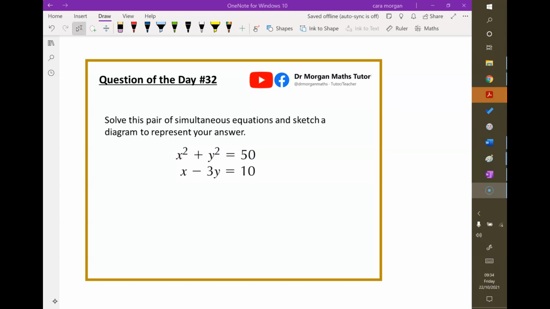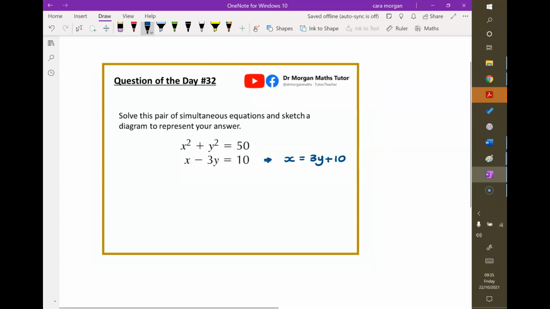And in this question, we've got to solve a pair of simultaneous equations and then sketch a diagram to represent the answer. Now, I can see that I have one equation that has got powers and exponents in, and one equation that is linear. And what I'm going to do for this one is that the linear equation, I'm going to change the subject. I'm going to make x the subject, and I'm going to make it 3y add 10.